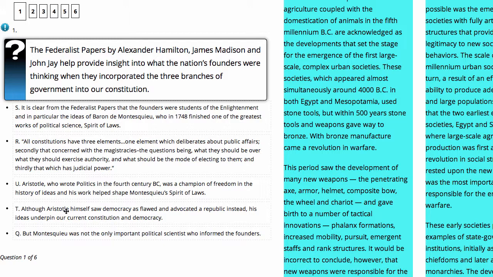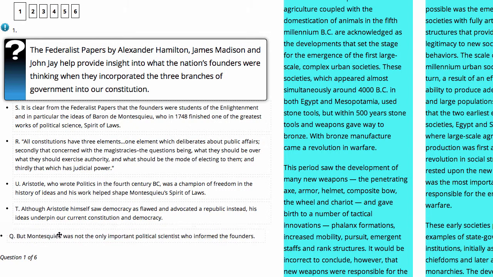And lastly, let's just check Q. "But Montesquieu..." But would be a transition. Already Montesquieu would have been introduced, but he was not introduced in the first sentence. So like Aristotle, we can eliminate Q because Montesquieu has not been introduced yet. However, it does look like S is our best follow-on sentence, and really the only option here.